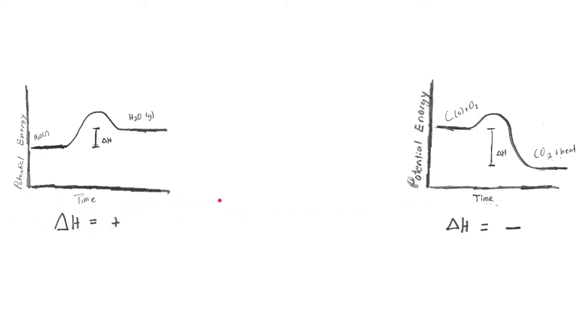In an exothermic reaction, going from reactants to products always releases energy, so you will always end up with less energy than what you started with. In other words, exothermic reactions will always have a negative value for delta H.